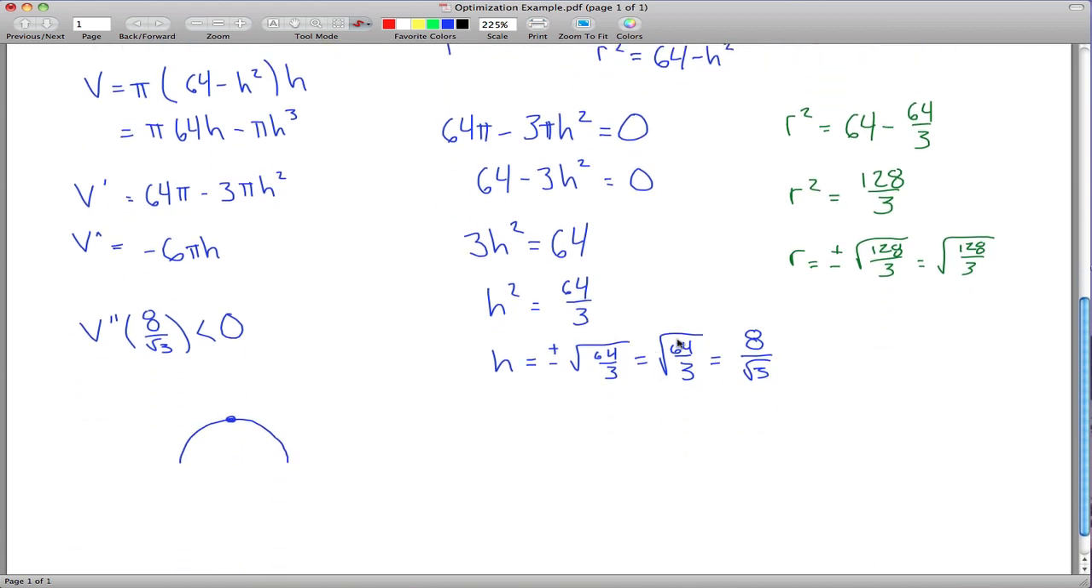I guess since I simplified this one a little bit, I could simplify this, although really this is perfectly fine the way it is. But if you note that 128 is 64 times 2, then what you really have here is root 64 times root 2 over root 3. Root 64 is 8. So you got r equals 8 root 2 divided by root 3. I think that's just about simple enough. So we'll call this our answer for r and this our answer for h. And that is the end of the optimization example.